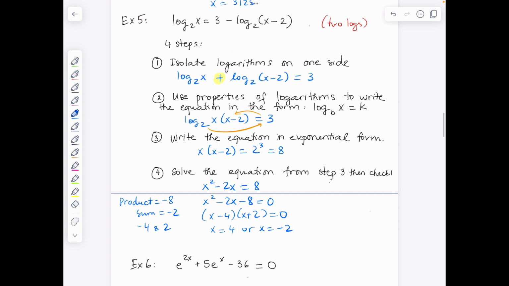Now looking at our original equation, I see there's an x here. If I were to substitute x is equal to negative 2 in there, we're going to end up with the log of a negative number, which is invalid. So we can't accept that answer. We would only accept x is equal to 4.